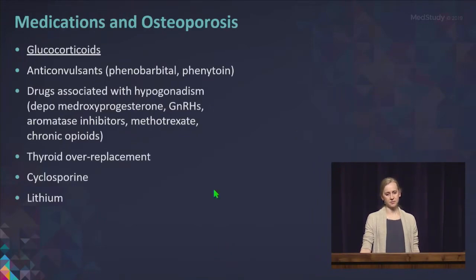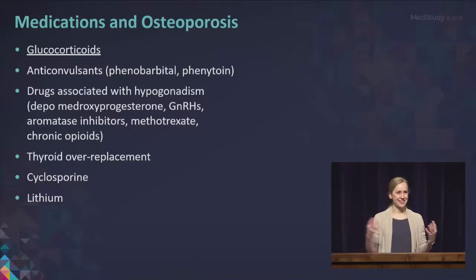So the medicines in osteoporosis. We already talked about glucocorticoids. It's important to remember that these anticonvulsants, the bad actors, right, the CYP inducers, also show up on this list. Drugs associated with hypogonadism, right? So anything that's going to decrease the estrogen levels is going to cause a problem for osteoporosis and bone health. Thyroid over-replacement, right? So patients who are taking too much of their levothyroxine or who are taking extraneous thyroid hormone, perhaps through supplements, are all at risk of osteoporosis. Also cyclosporin and lithium.